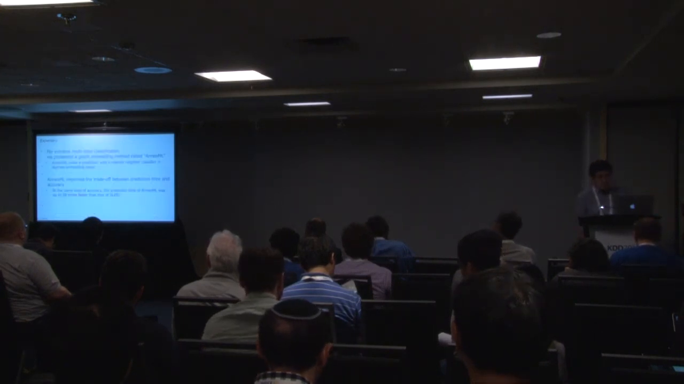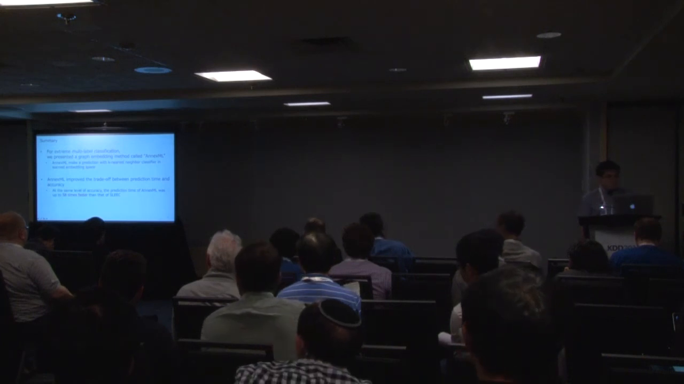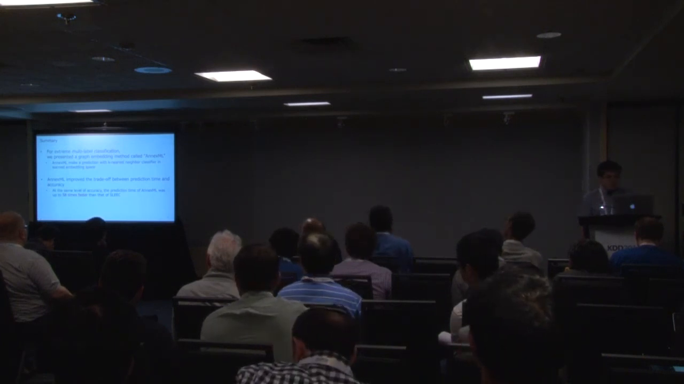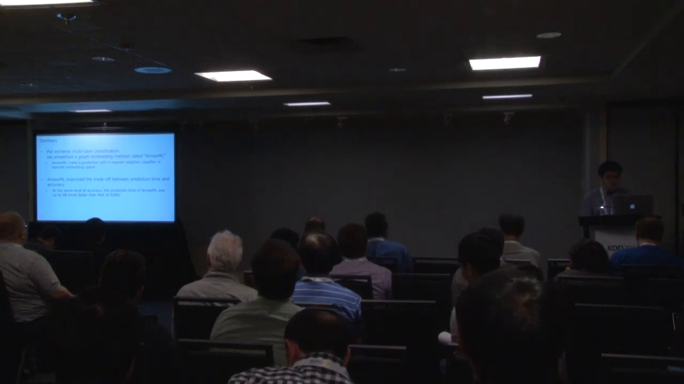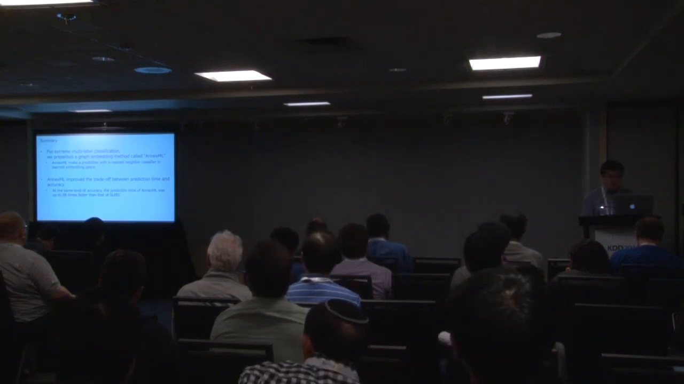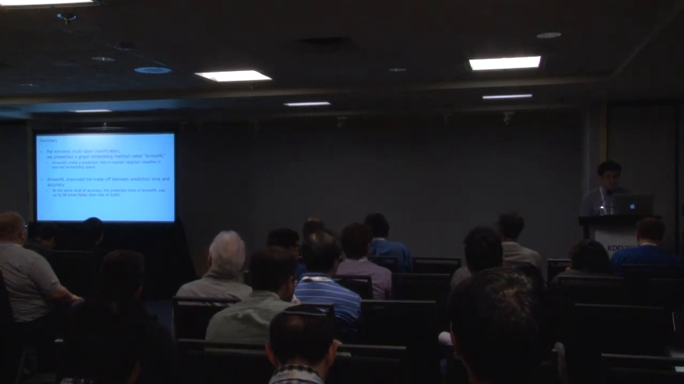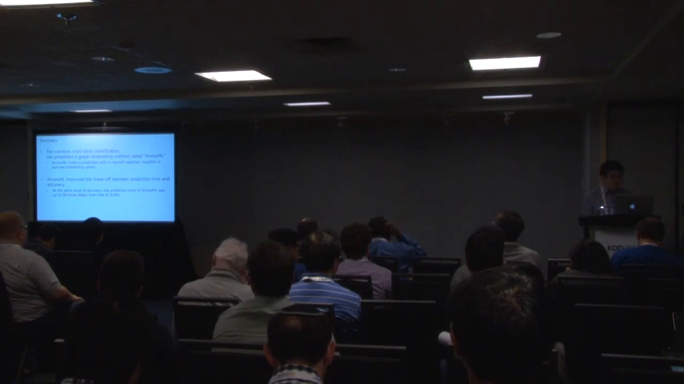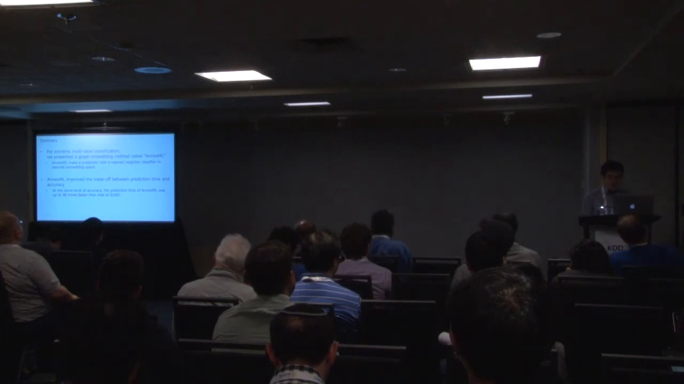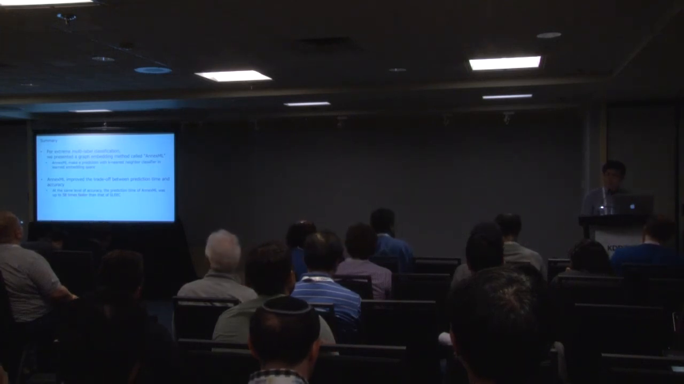Finally, I'd like to show you a summary of my talk again. For multi-label classification with extremely large label space, we propose a method called AnnexML, which is a k-nearest neighbor classifier with graphs in the embedding space. AnnexML improves the trade-off between prediction time and accuracy. As a result, at the same level of accuracy, the prediction time of AnnexML was up to 58 times faster than that of SLEEC.